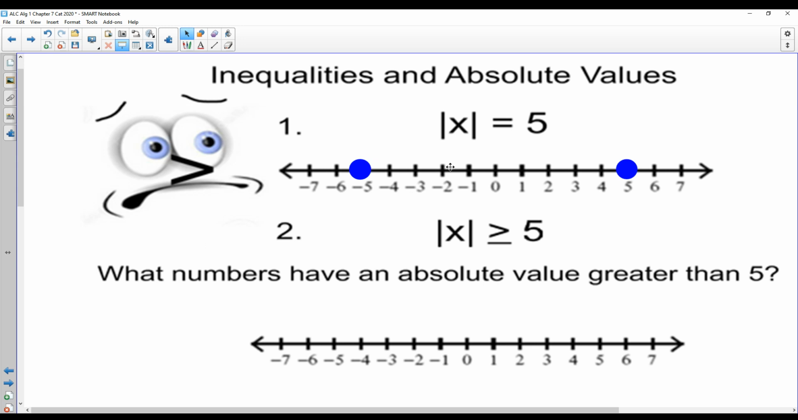So the first question is, which numbers have an absolute value of 5? What numbers are 5 away from 0? The answer is 5 and -5, because you're basically looking at the distance between them and 0. And this is how you graph it. So it's just 2 points.